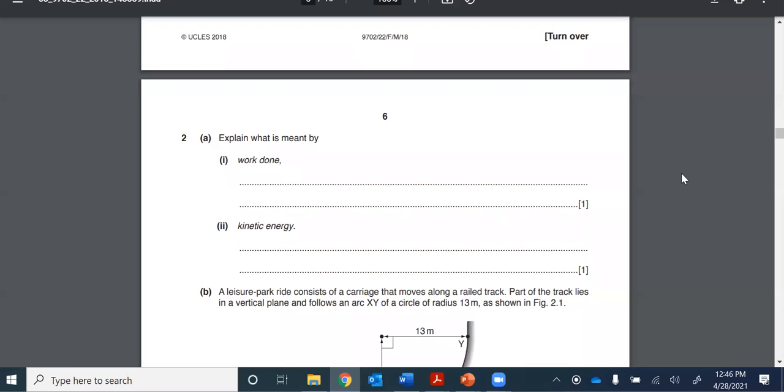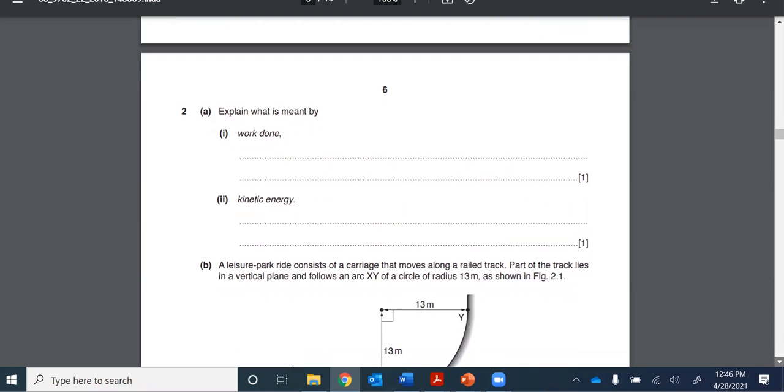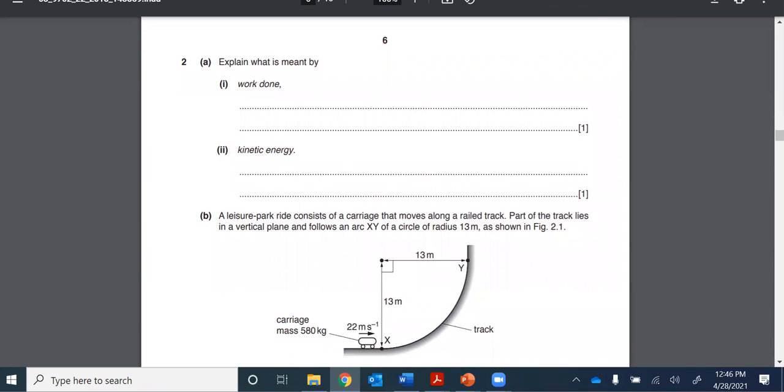Hello and welcome. In this worked example, we'll be looking at question number 2 from the February-March paper 22 from 2018. So the question starts with: explain what is meant by work done and kinetic energy. So this is kind of like knowing our definitions.